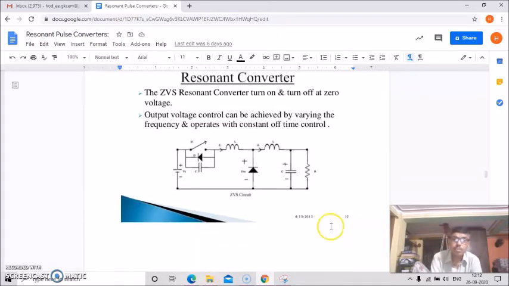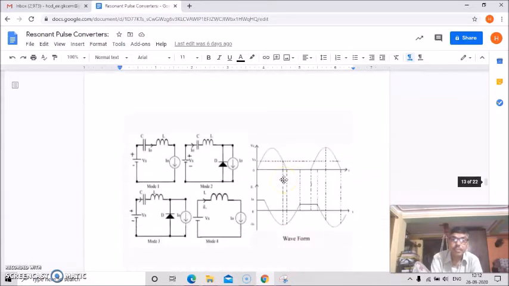So this is the zero voltage switching circuit. Okay, and these are the zero voltage switching circuits in different modes of operation. This is mode 1, mode 2, mode 3, mode 4, and these are the waveforms. Okay, so we'll discuss in more detail.